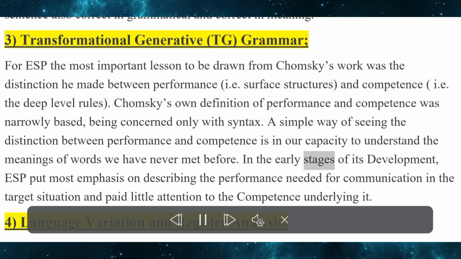In the early stages of its development, ESP put most emphasis on describing the performance needed for communication in the target situation and paid little attention to the competence underlying it.